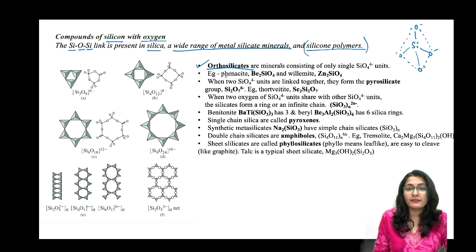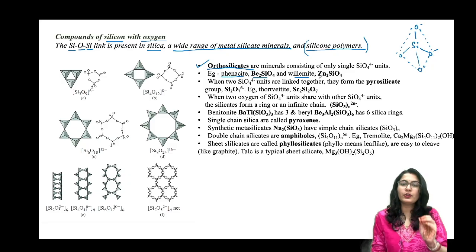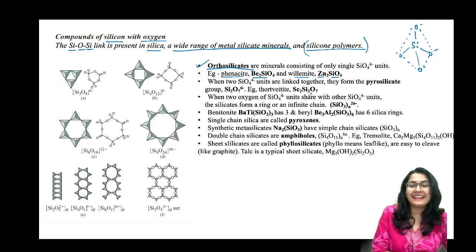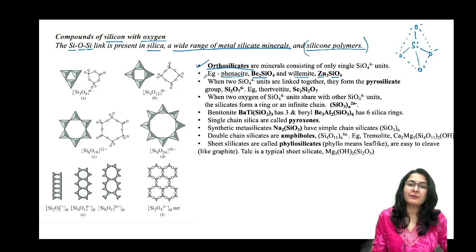Alright. So only orthosilicates are those only having one unit. For example, phenacite Be2SiO4, willemite Zn2SiO4. So I've given you two examples of orthosilicate. If you remember that, it will be good enough. Okay, remembering the silicates is difficult, so remembering only two examples will be good enough.